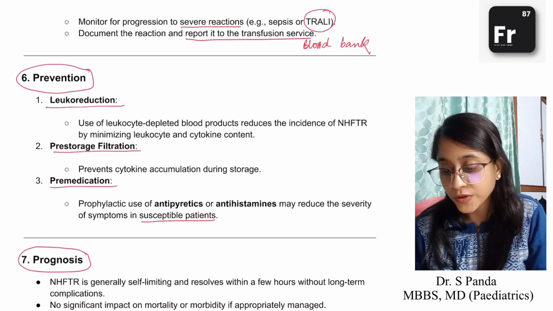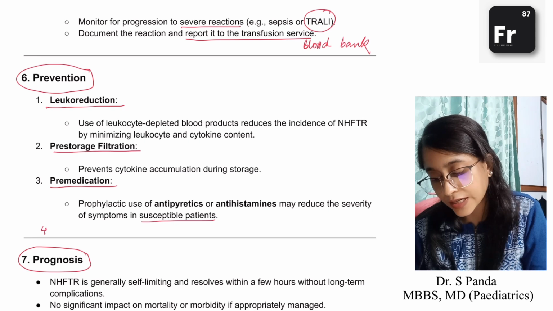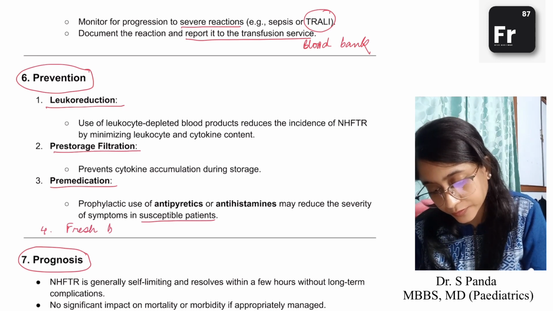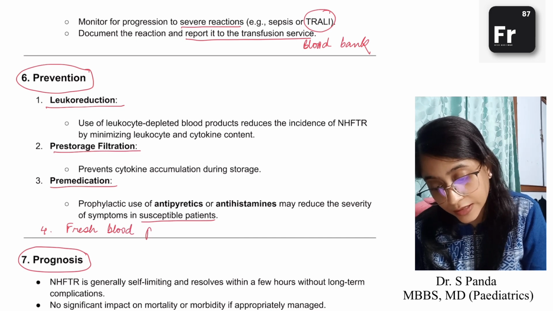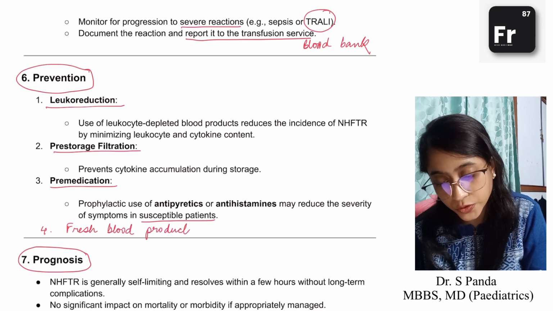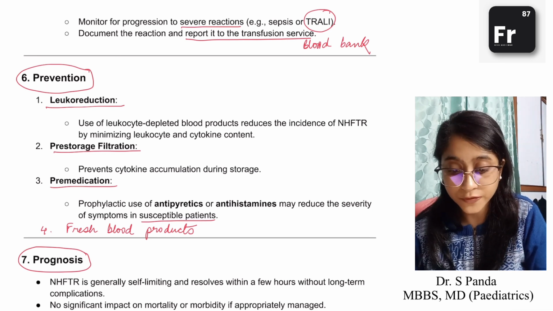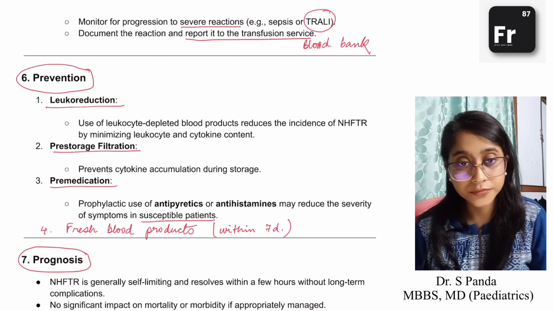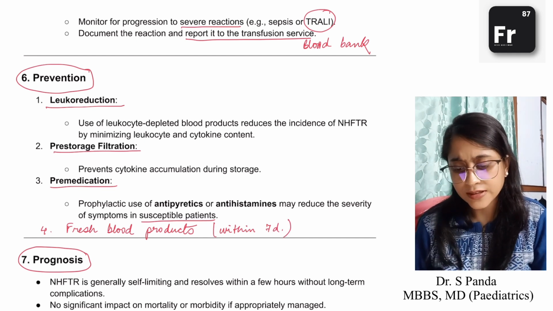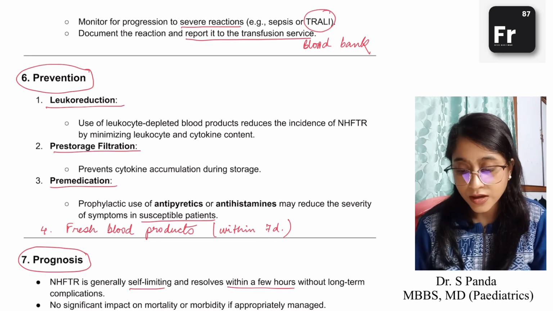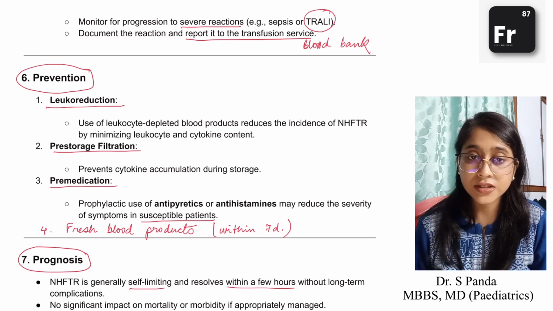We can also prevent it, as the fourth point, by using fresh blood products, especially in children and especially in neonates. We should also see that the blood products are fresh, preferably within 7 days of collection. Prognosis: it is self-limiting, resolves within a few hours without long-term complications. And if it is appropriately managed, it doesn't really have any effect on mortality or morbidity.